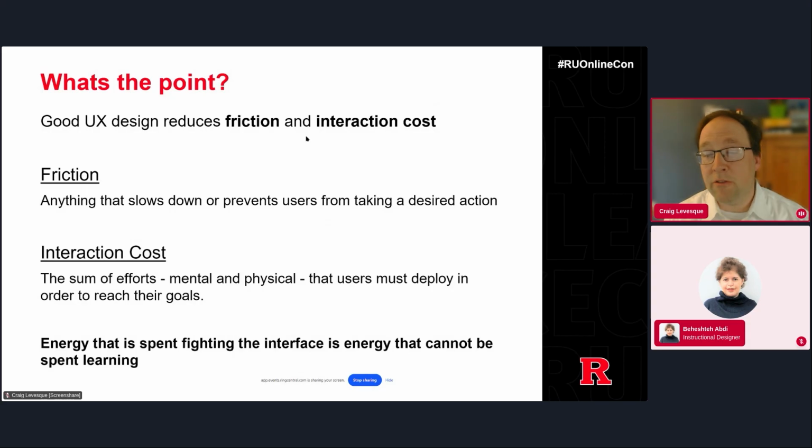Now, friction isn't always bad. There are some kinds of desired friction. For example, in Canvas, putting the next button on the bottom of the page slows down your progression, but it forces you to view the whole page before moving on. The same thing would be like with a quick check where you have to answer a question before moving on. That's good friction. That prevents you from moving on too quickly. Bad friction is frustrating and something that gets in the way. There is almost no positive to a high interaction cost, unlike friction.